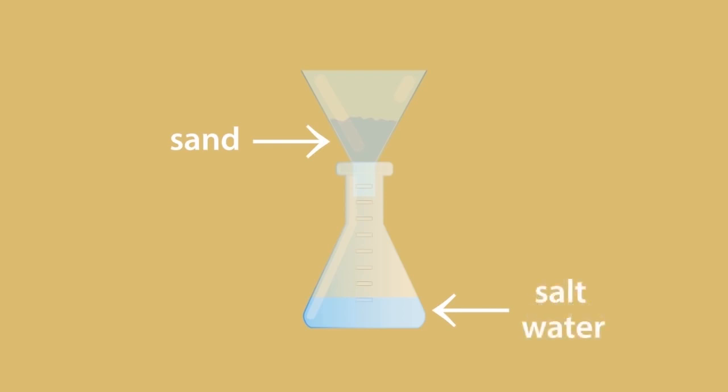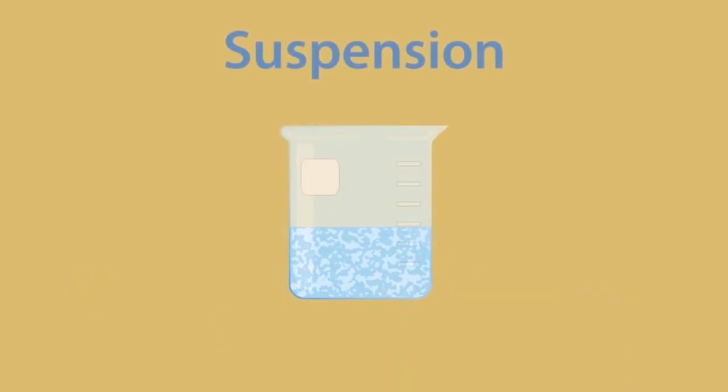The salt can be obtained using evaporation and the sand left to dry. The same method is used to separate a suspension, which is a mixture of an insoluble solid in a liquid, such as bits of chalk in water.